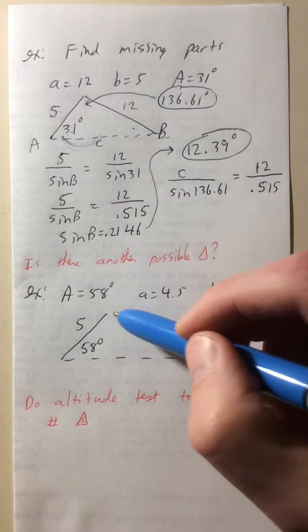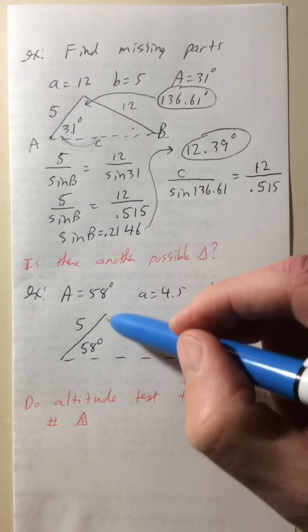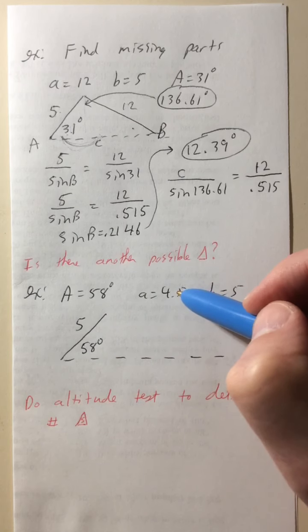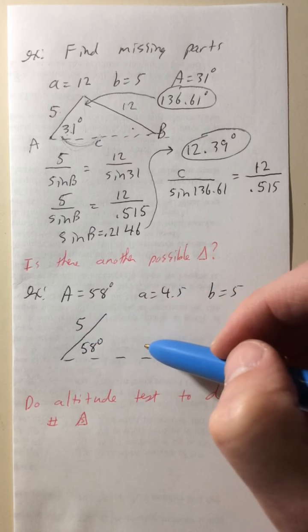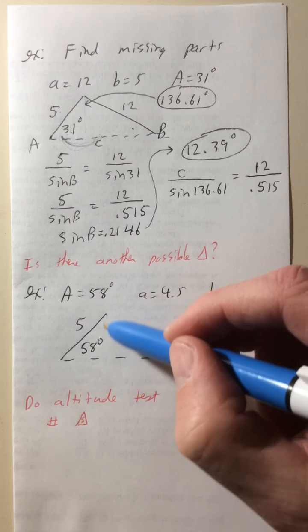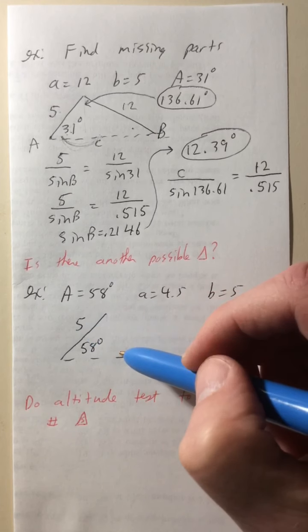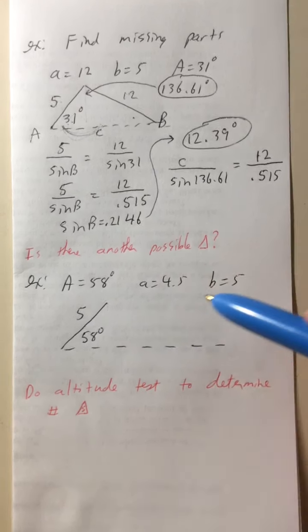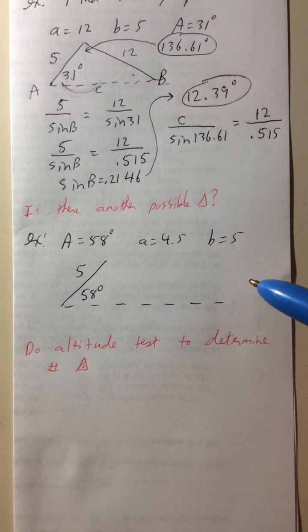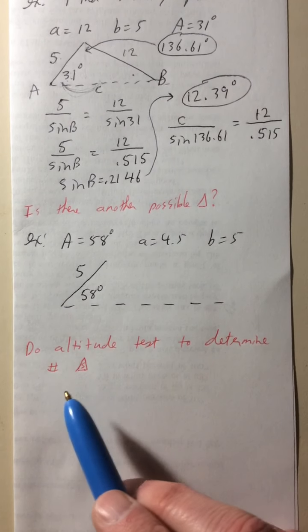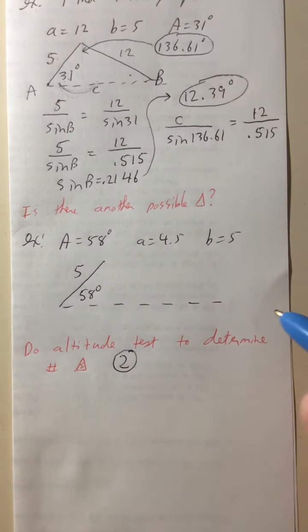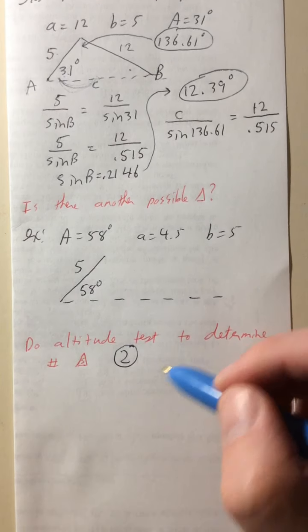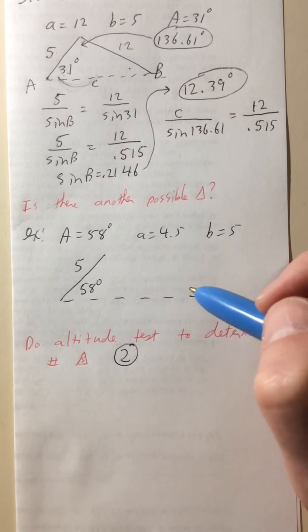Okay, so we got 4.24 right here, and as it turns out, this side is 4.5, so it's bigger than the altitude, smaller than this guy right here. That means we're going to have two triangles, right? So we need to find both triangles. We did the altitude test to determine the number of triangles, and we figured out that there were two triangles. All right, so we're going to have to find out all the information for both triangles.